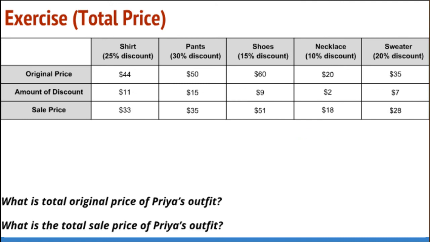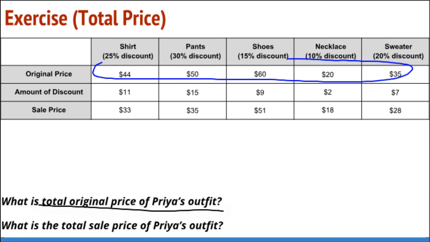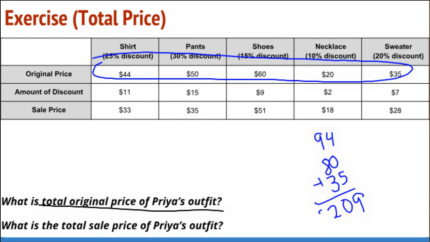And here we've got the question of, okay, so what is the total original price? So before the discounts, how much was Priya going to spend? Well, that would mean we need to total these numbers up. And we've got 44 and 50 to make 94, and we've got 60 and 20 to make 80, and then we've got 35, 17 and 3. She was going to spend $209 originally.